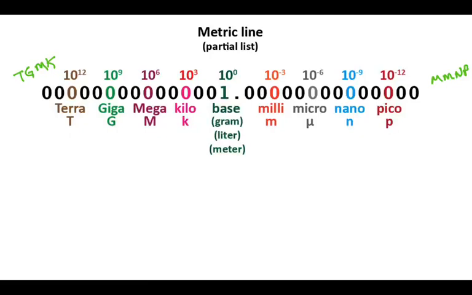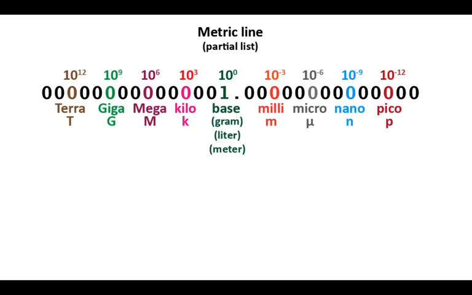Let's return to the metric line and think of some mnemonics, things that make it easier for us to remember. So we've got our base, GLM. To the left, we've got KMGT. And that's not so easy. You could think of something for that. And on the right, we have MMNP. That's a little easier to remember.